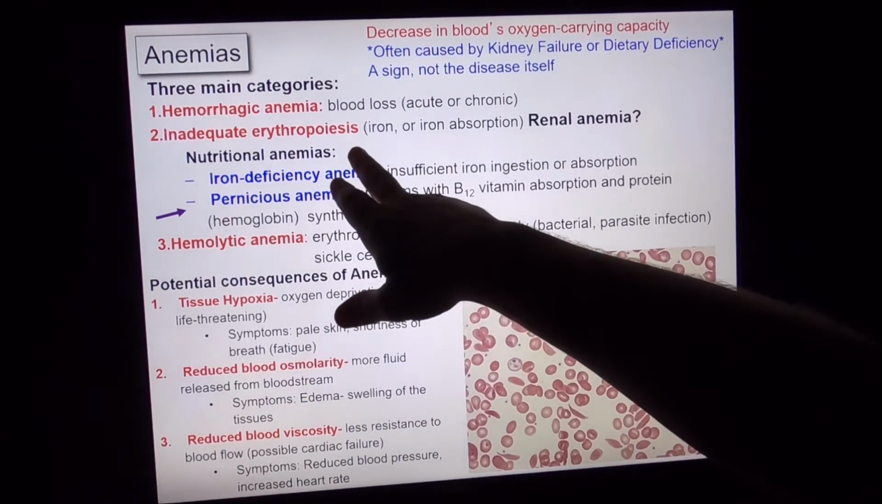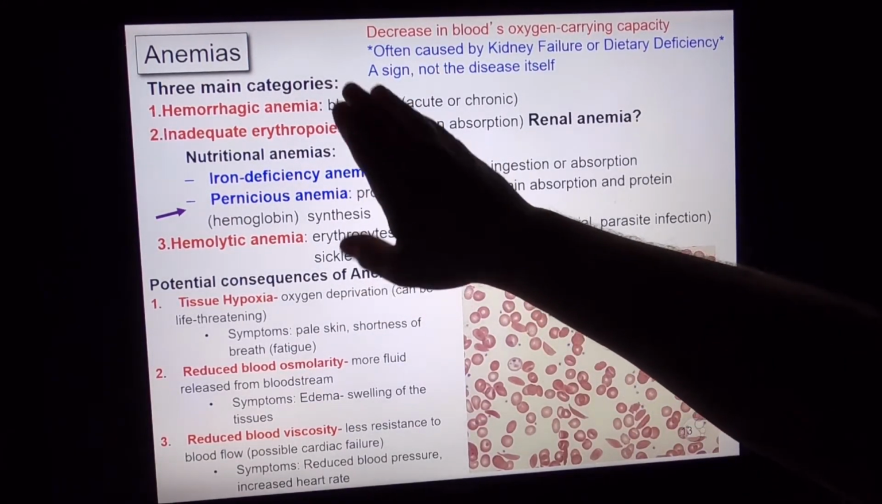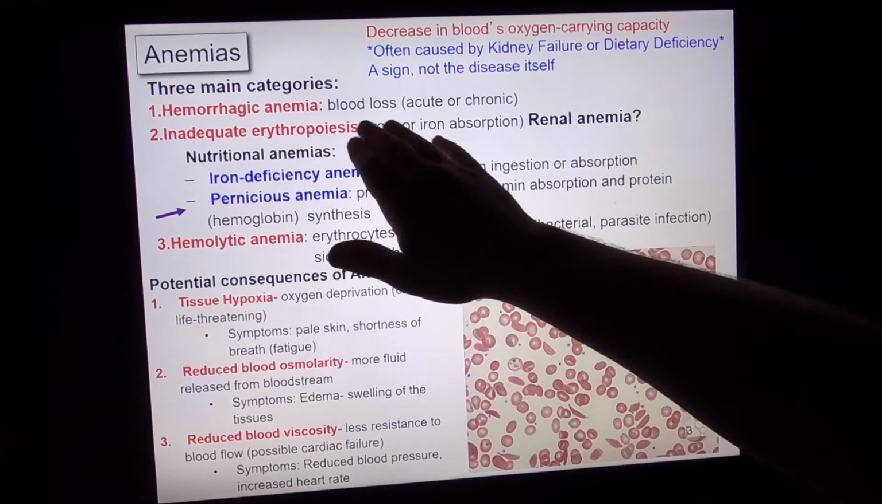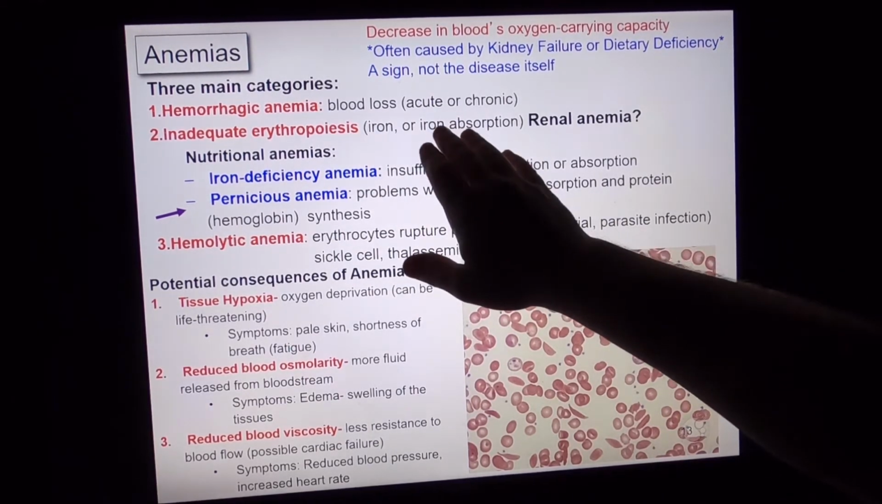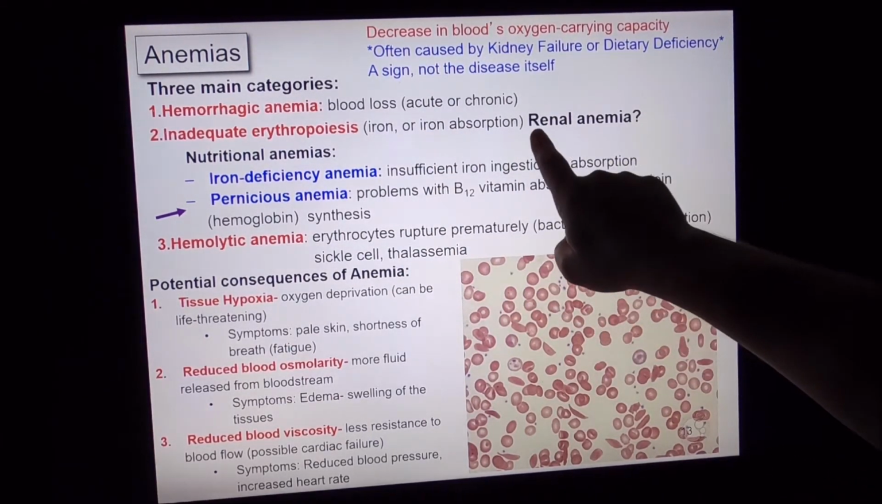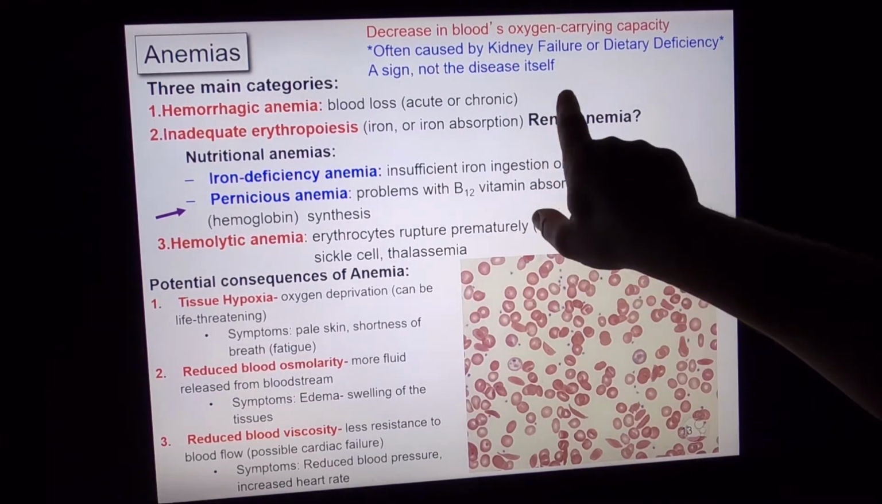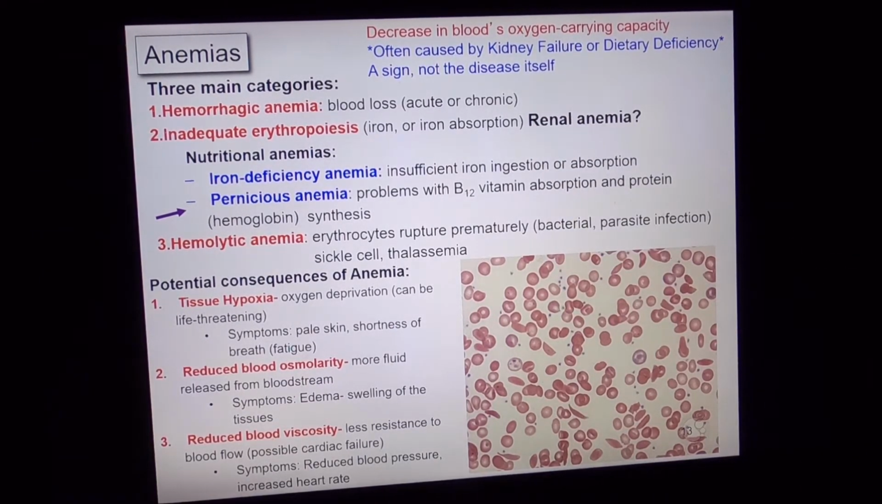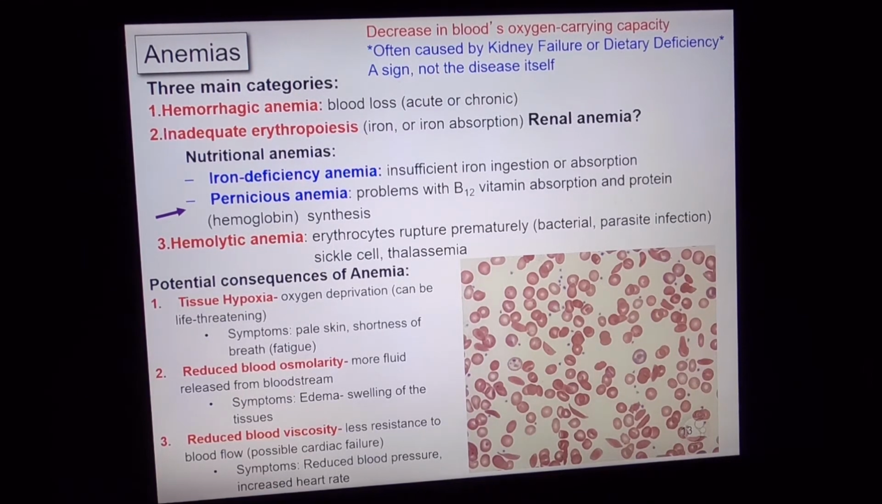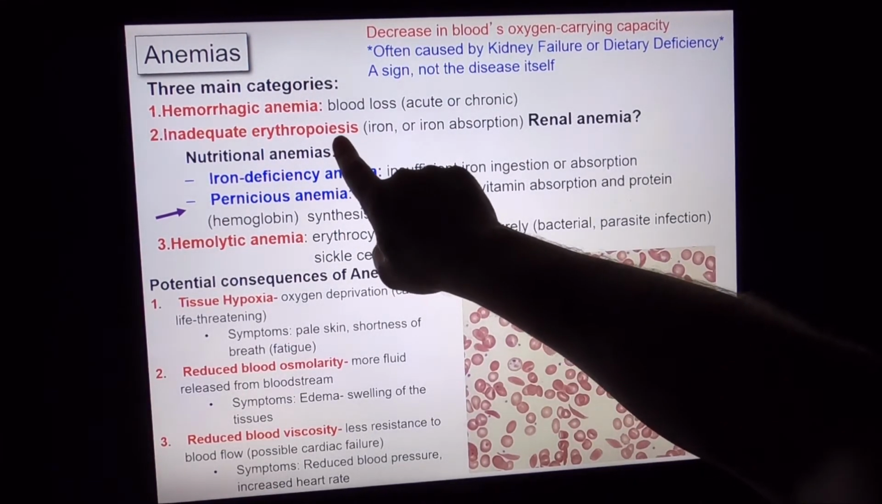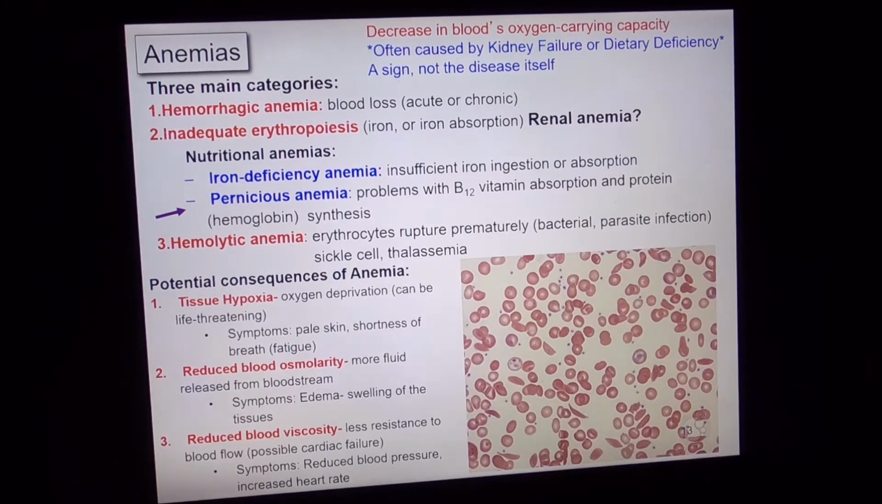We have inadequate erythropoiesis. This is typically a result of not having enough iron or not being able to absorb iron correctly. This is also part and parcel with your urinary system. So if your kidneys are not releasing appropriate amounts of erythropoietin, that could be inadequate erythropoiesis. That's another form of anemia.